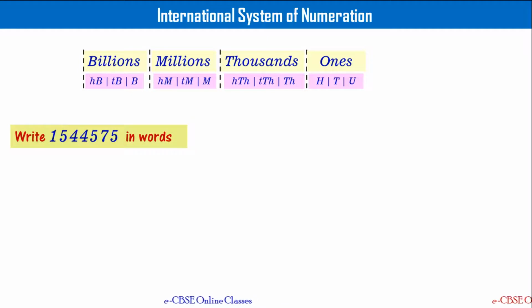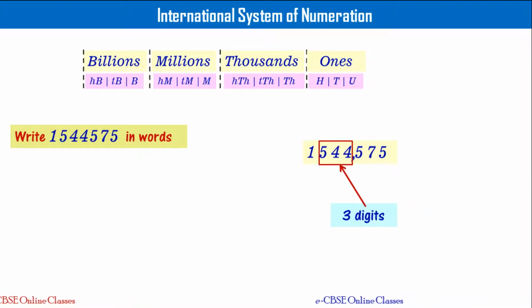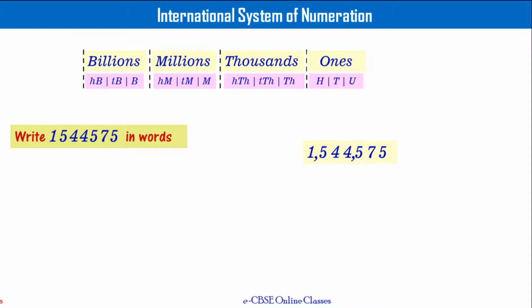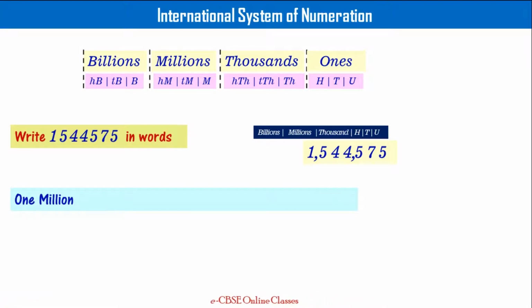Let's say that we are asked to write a number which has got digits 1, 5, 4, 4, 5, 7, 5 in words. What we do is we start from the right and mark three digits. I'm putting a comma there to mark three digits, and then go and find three more digits and put a comma there. And next we have only one more digit to go, so we can stop there. As you see here, in millions group, you have only one digit and that is number 1, right? It means it is 1 million. And in the thousands group, we have 544.